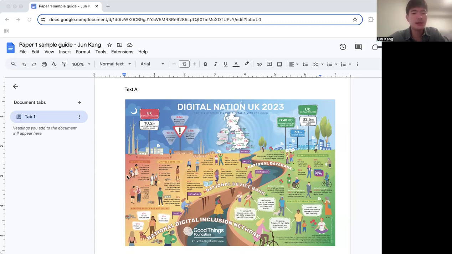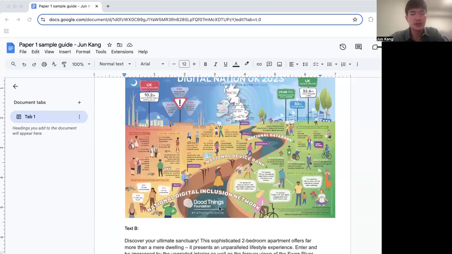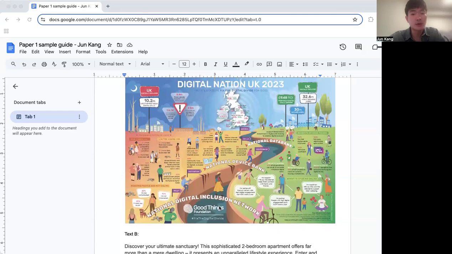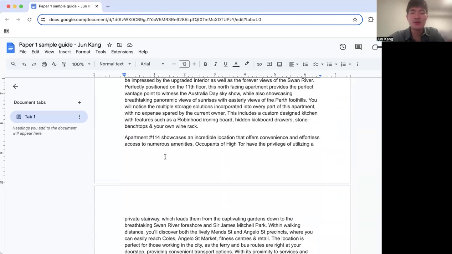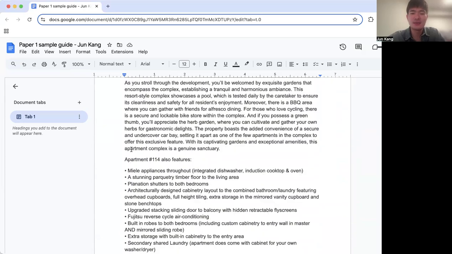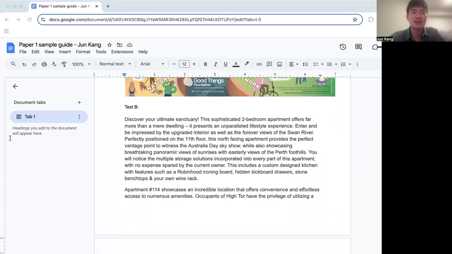We have text A and B. Text A, it seems, is an infographic titled Digital Nation UK 2023, right? It's an infographic by what also seems to be Good Things Foundation, right? So we'll walk through what that entails. Text B is quite a hefty text, with parts like these forms and introducing real estate. It seems like this is an effective real estate advertisement for apartment 114 by a real estate company titled High Tor.